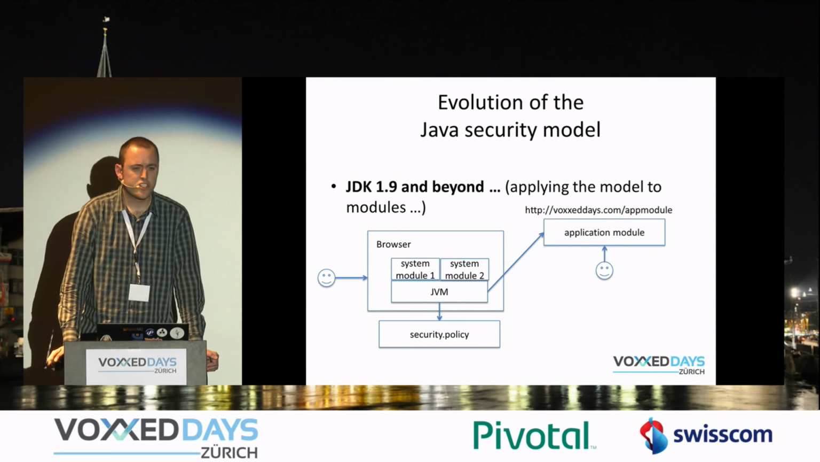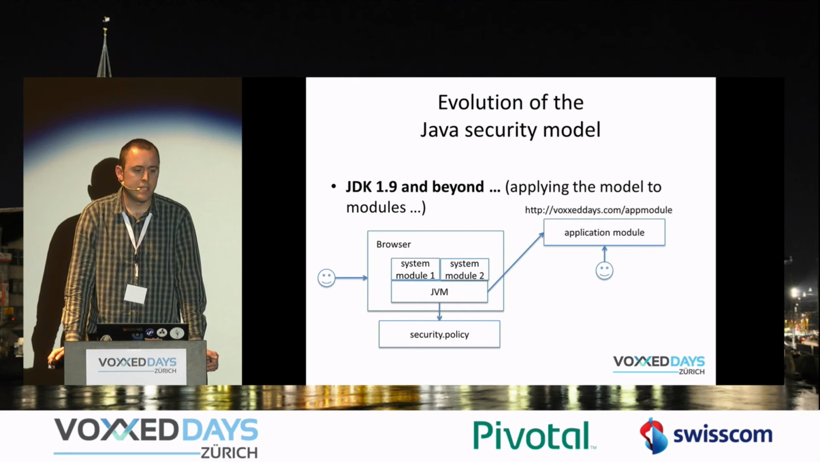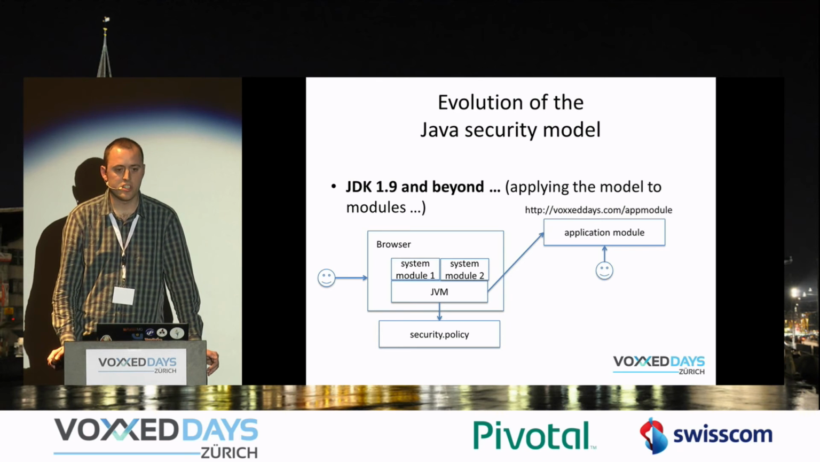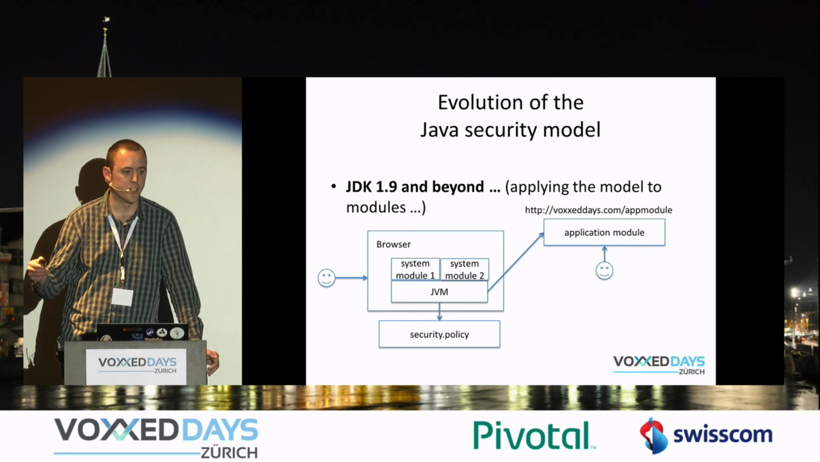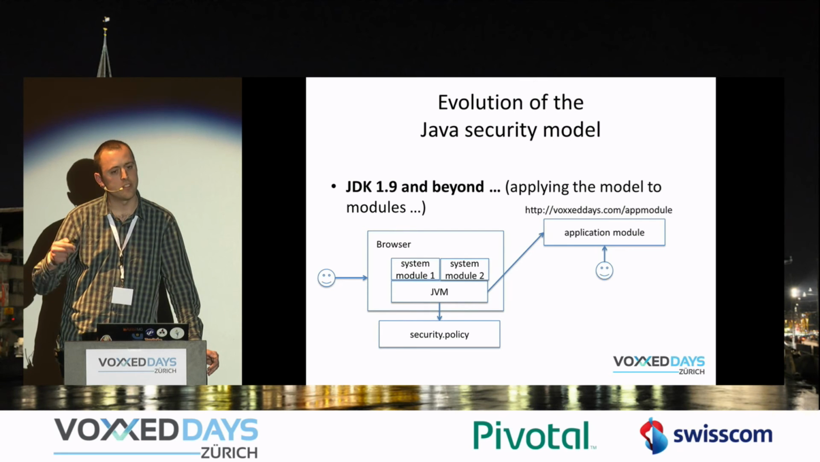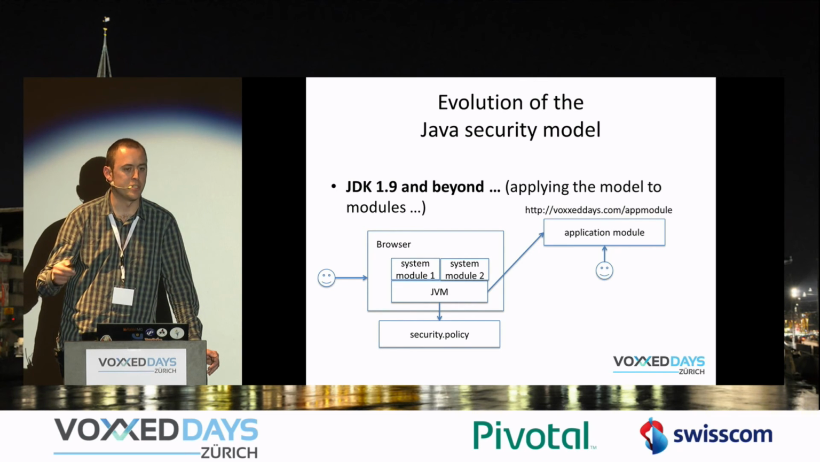As you know, Project Jigsaw aims to provide the ability to create modules that run inside the Java platform. And as it is specified in the Jigsaw specification, each particular module will be loaded by a different class loader. And this means that each Java module will have a different protection domain, which will have a different code source and a different set of permissions.